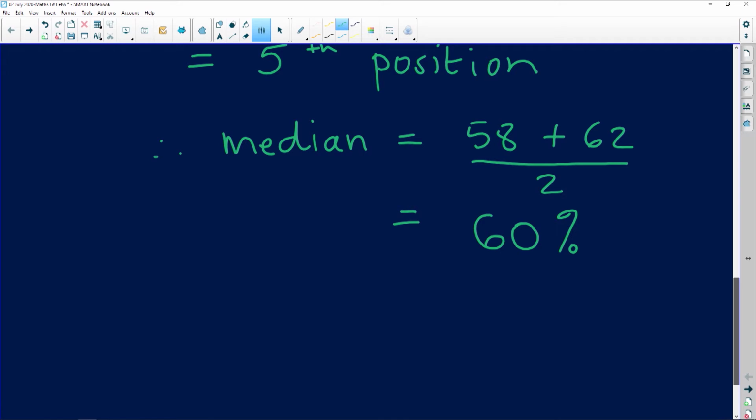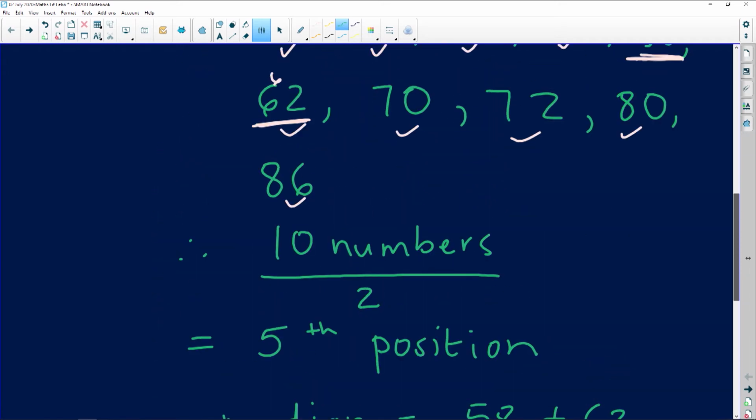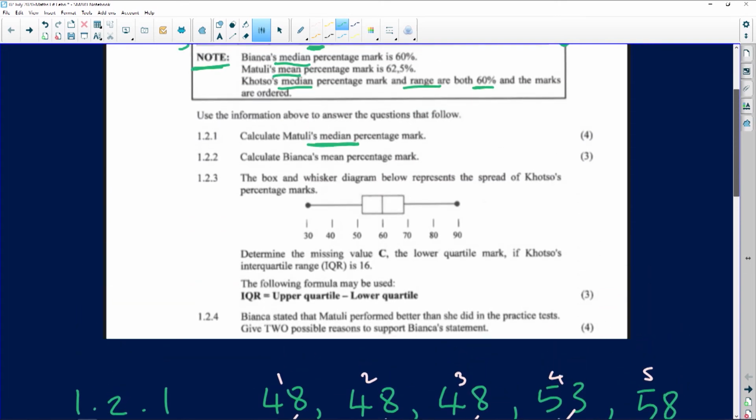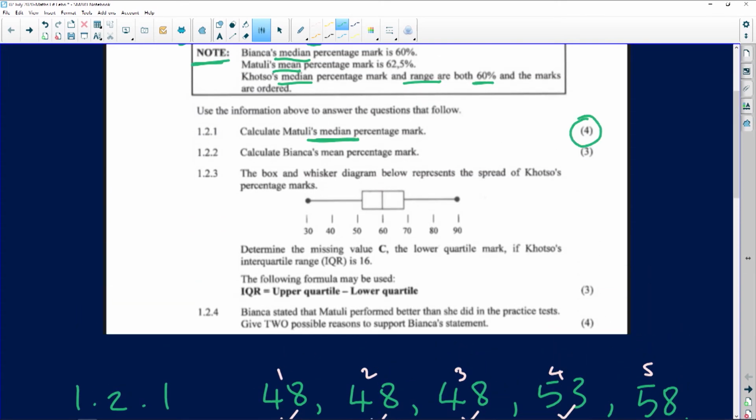Don't forget that we are working with percentages, so it's going to be percent. Let's go to the next question. Did you see that? It's 4 marks. I've taken my 4 marks down the row and I'm running with it. Perfect. Let's go to the next question.